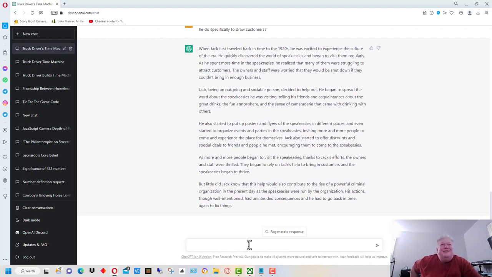This is one problem here. When you're writing a story with ChatGPT, you may have to edit certain things out because that's a little bit unrealistic.